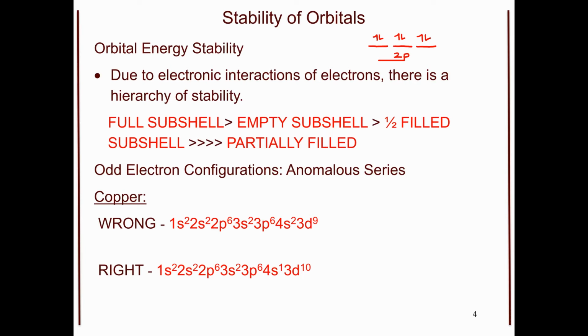An empty subshell, however, is if we look at something like the 3s orbital. There are many atoms that have empty orbitals, and they do not affect the electronic or magnetic properties of an atom. So if we have a full subshell, that is wonderful. If we have an empty subshell, that is fine as well.